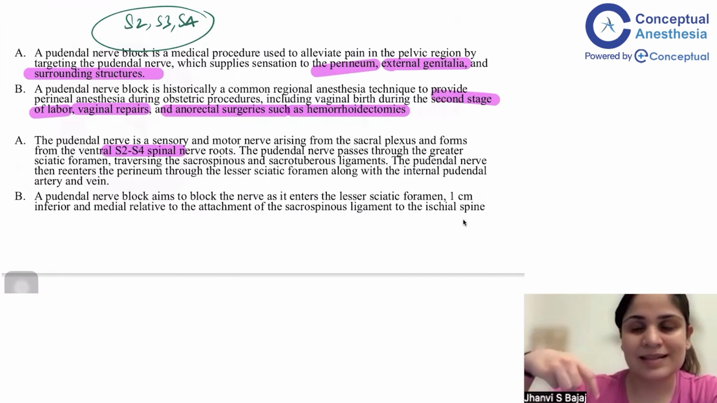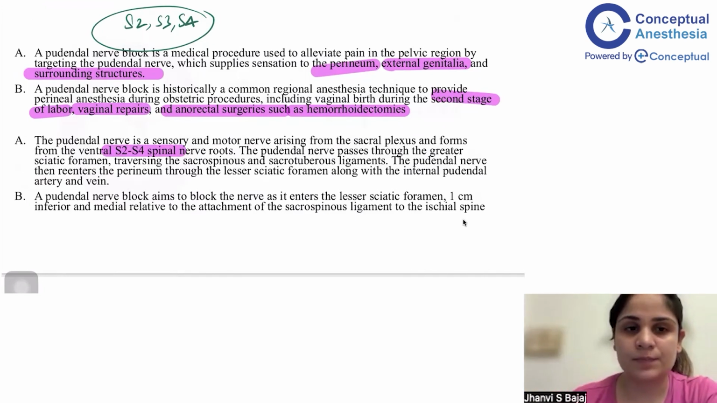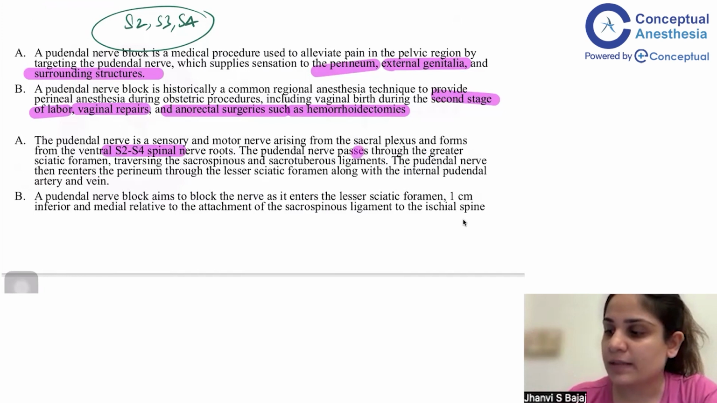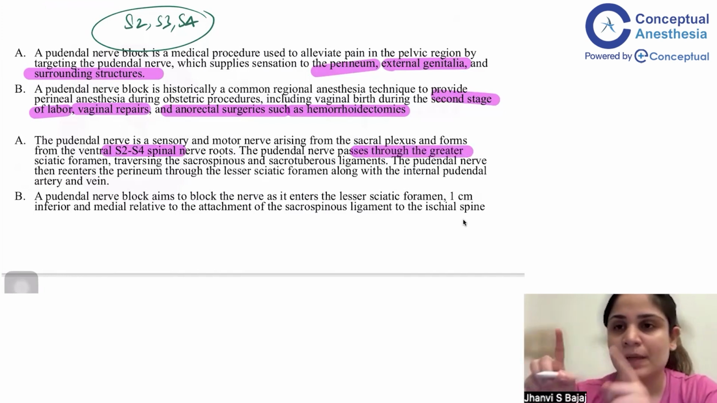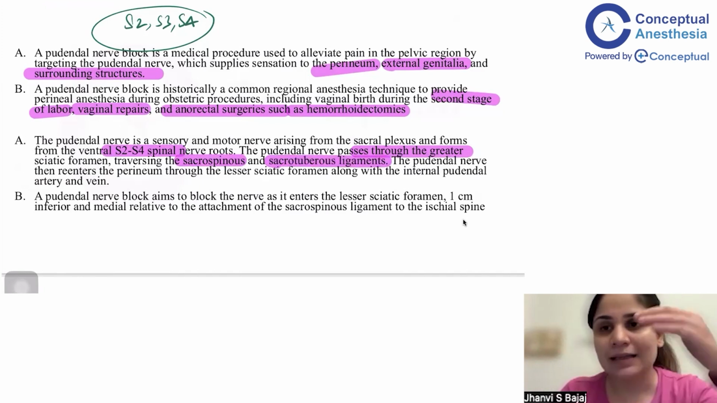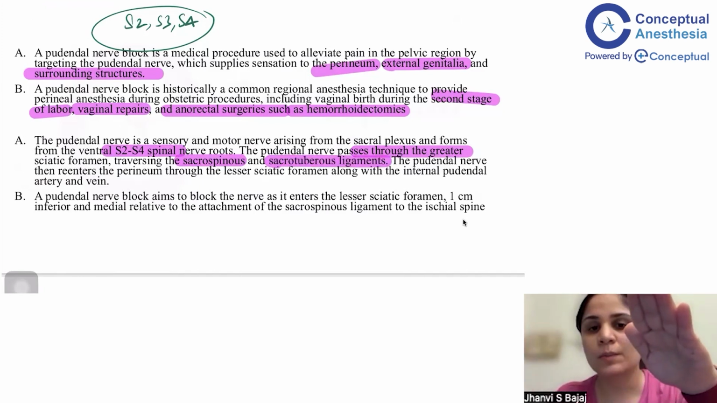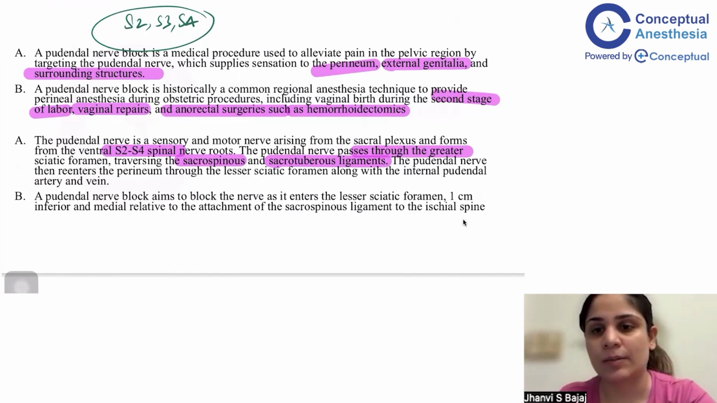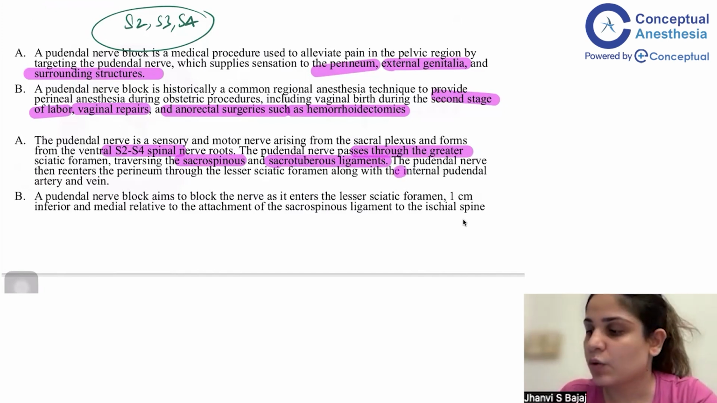Now you have to understand where the pudendal nerve passes. Okay, so the pudendal nerve actually passes through the greater sciatic foramen. Then it comes in between two ligaments. What are these two ligaments? Sacrospinous and sacrotuberous ligaments. And then it re-enters the pelvis through the lesser sciatic foramen, and it lies close to the internal pudendal artery and the vein.